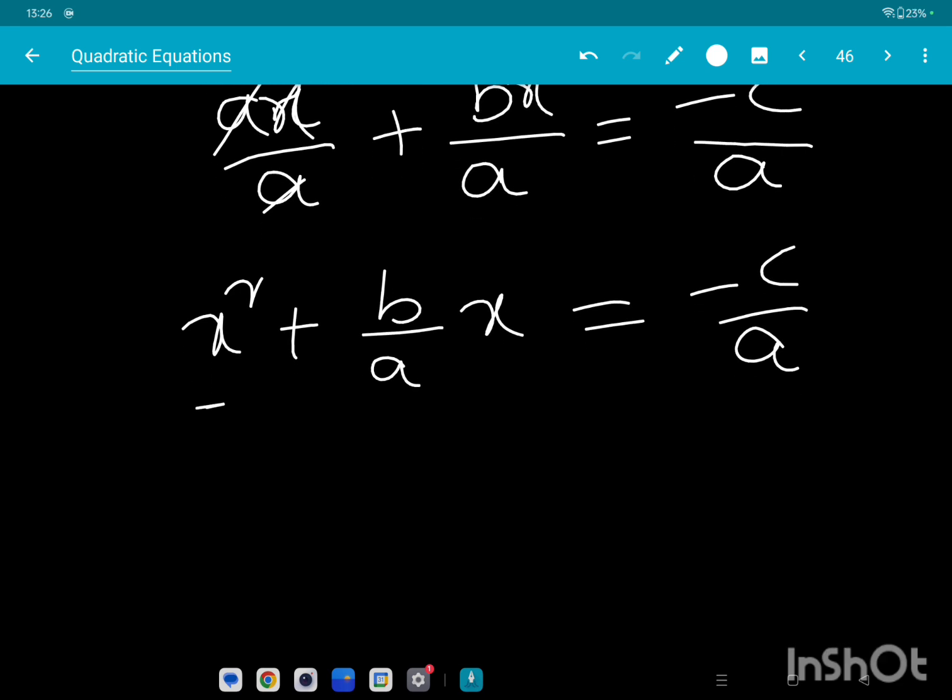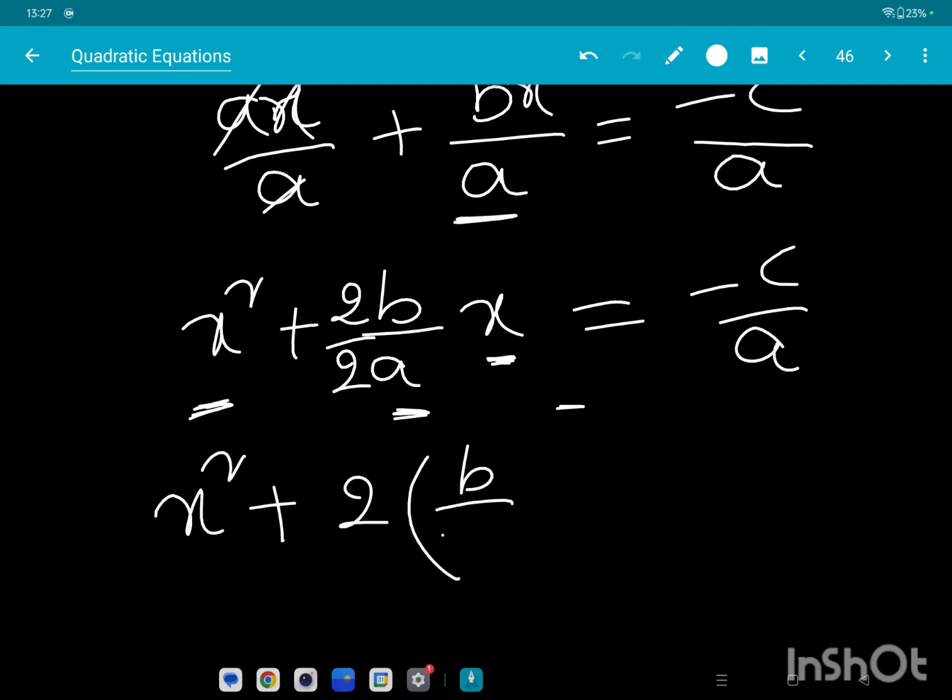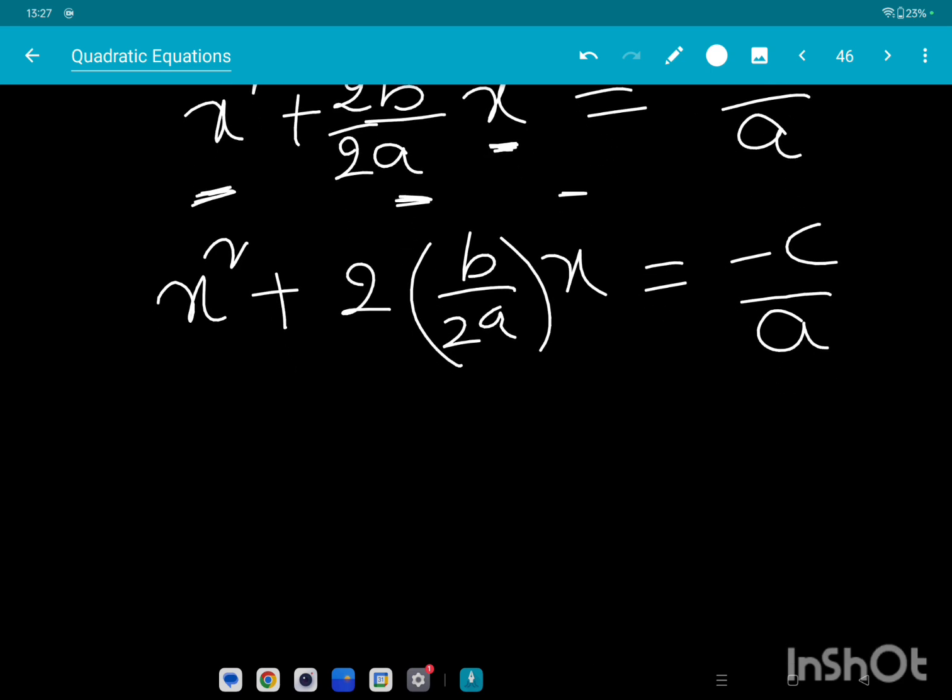Now I want to make this equation look like (a plus b) whole square, which means a square plus b square plus 2ab. Here I have a square, which means x square, and here I want 2ab, where a is x, b is b by a, but 2 is missing, so I am going to multiply by 2 and also divide by 2, because this term should stay equal, right? If I cancel 2 and 2, I get the same term. That is the reason I am multiplying and dividing by 2. Can I write it as x square plus 2 into b by 2a into x is equal to minus c by a? Yes, I can write it in this way.